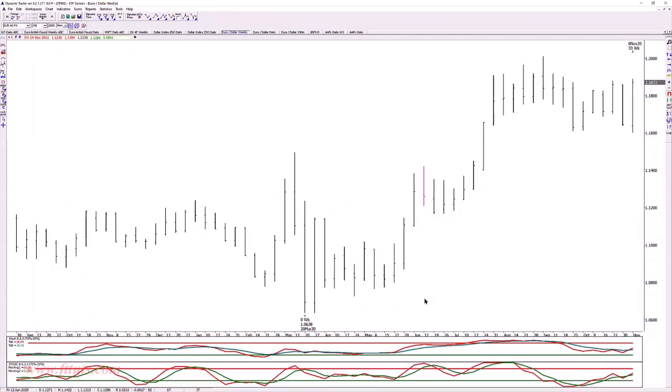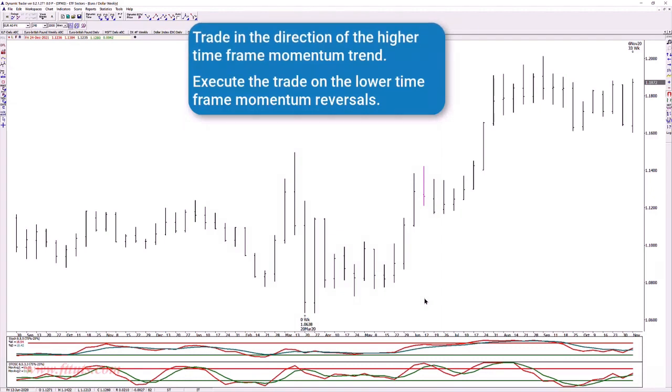So this is the euro-dollar weekly data. The basic strategy is we look at the higher time frame momentum trends and momentum cycles to identify the trade direction, and then we use the smaller time frame momentum trends, cycles and reversals to actually identify the specific trade, to position ourselves in the direction of the higher time frame trend.